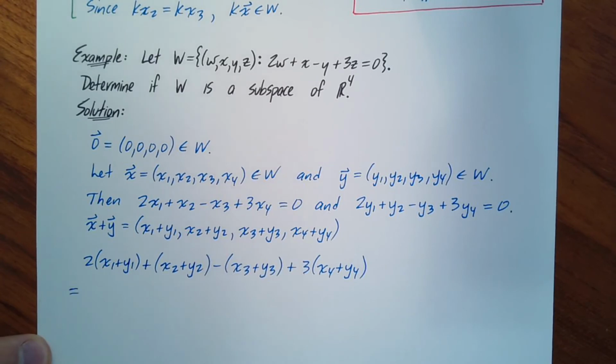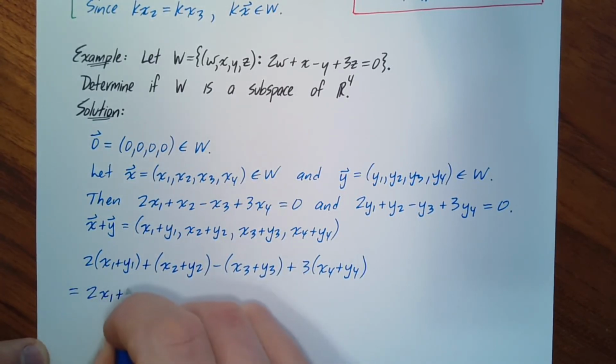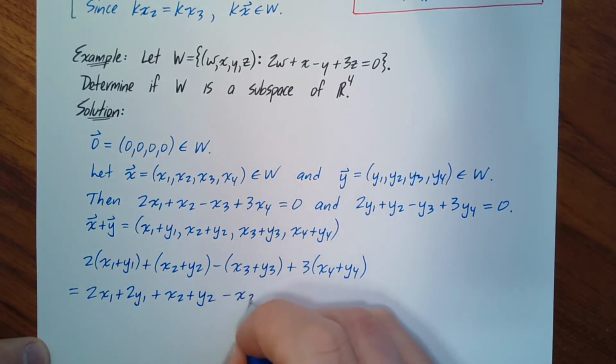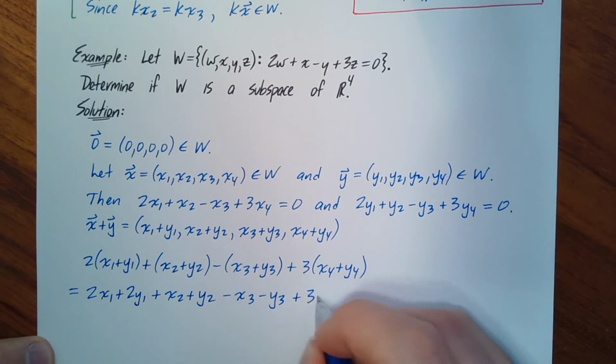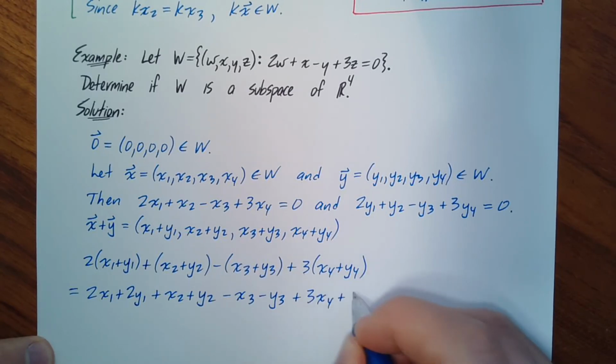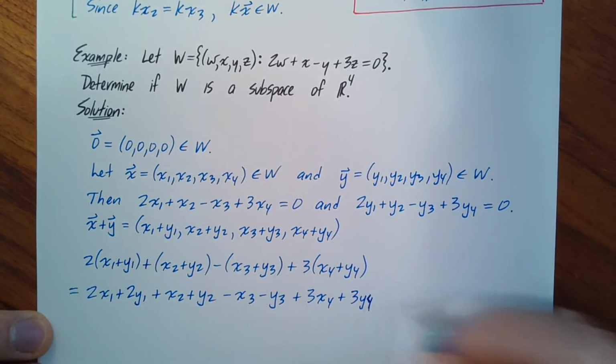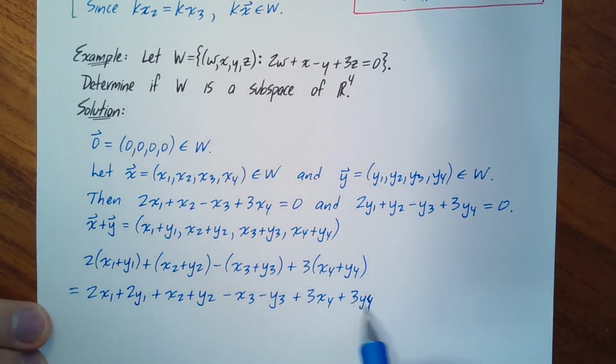So the next line, we're going to distribute the 2 into the brackets. We'll get 2x1 plus 2y1 plus x2 plus y2. That negative will be distributed into the brackets, minus x3 minus y3. And then lastly, plus 3x4 plus 3y4. It looks a bit weird, but that's 3y4. That's what that's supposed to be.